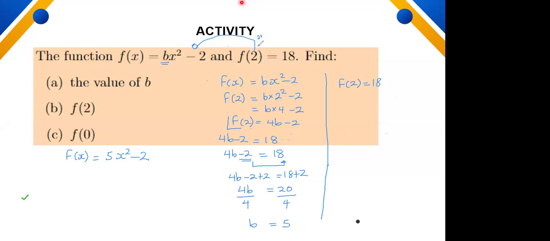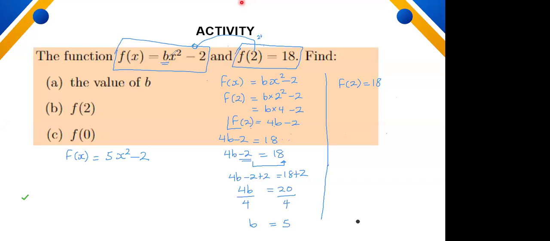Okay, how did we get 18? I repeat. Now, when you look at the question, they have given us two things. They have given us the question, this one, and they have given us another stem for the question. Now, this stem is to help you obtain the value of b, because with 2 unknowns, you cannot obtain the answer.